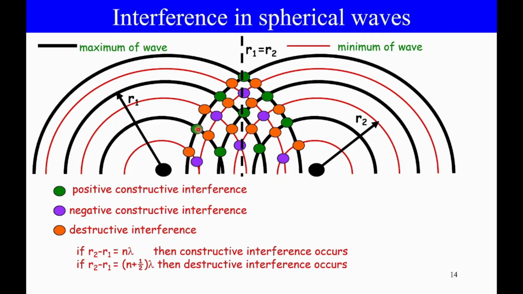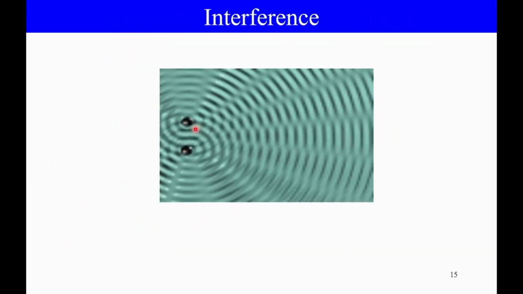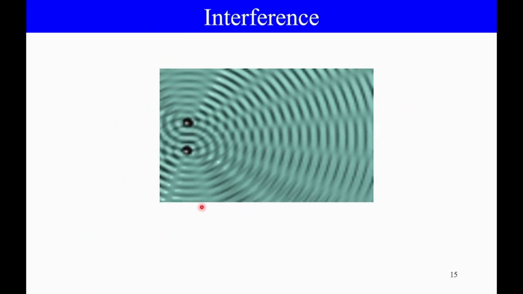Now, if you observe this dot, this is called the maximum of one wave and this one is known as the maximum of another wave. When maximum meets maximum, that means the crest of one wave meets the crest of another wave, it will give constructive interference. This is another example for constructive interference as well as destructive interference.